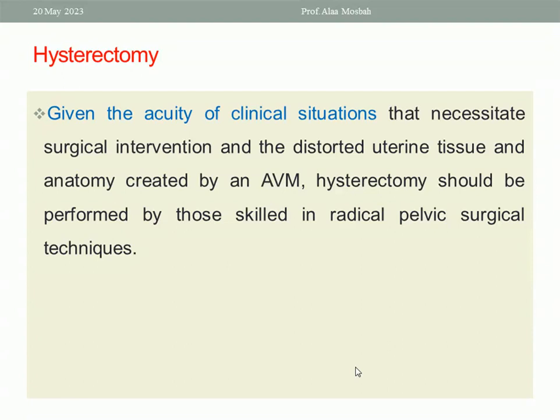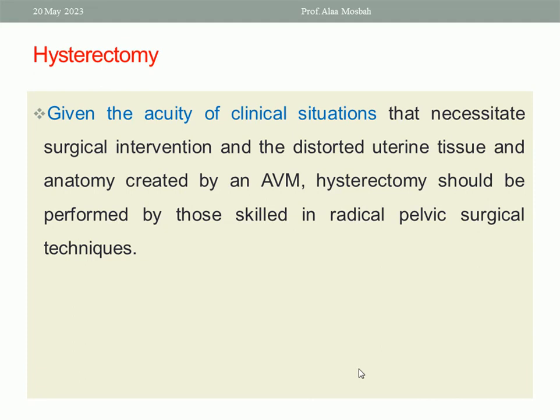Okay, what else about hysterectomy? Given the acuity of clinical situations that necessitate surgical intervention and the distorted uterine tissue and anatomy created by arteriovenous malformation, hysterectomy should be performed by those skilled in radical pelvic surgical techniques. This is a very important item.